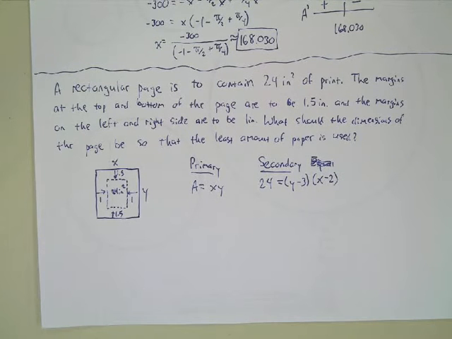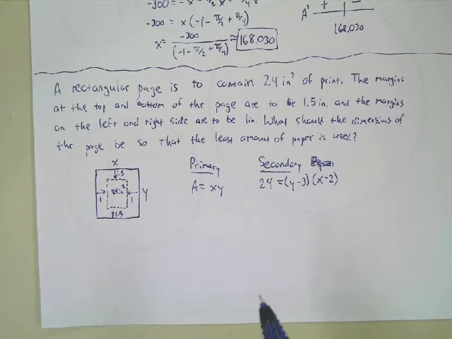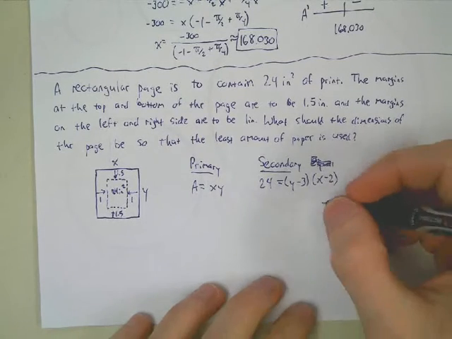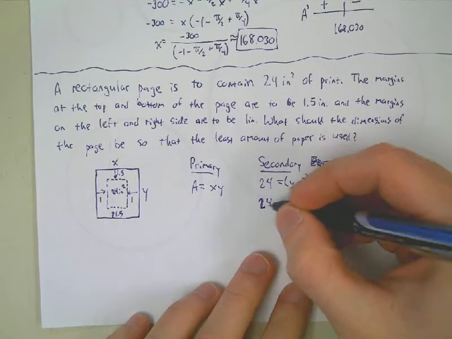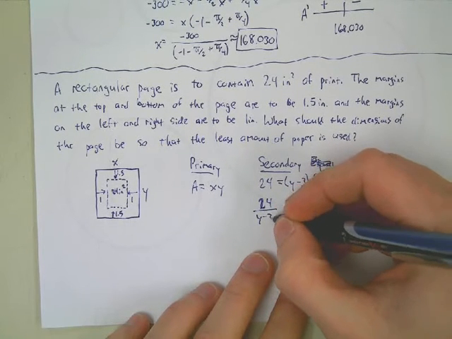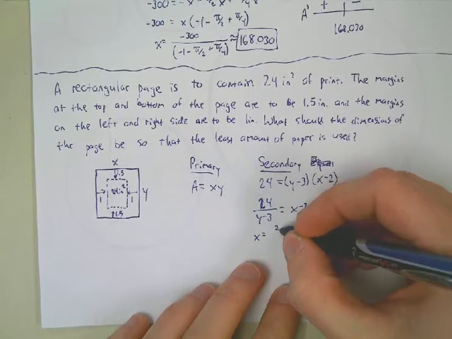Okay, so now we've got our secondary equation, and what do we do with that? Solve for one of the variables. In this case, does it matter which variable we solve for? No, you can pick either one. I'm going to go with x because that's what I did the last time I did it. So we'll divide both sides by y minus 3, so it's 24 over y minus 3 equals x minus 2. And then we'll just add 2, so you get x equals 24 over y minus 3, plus 2.